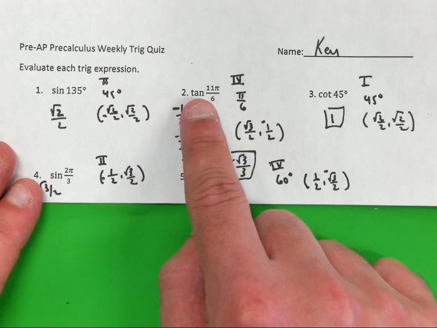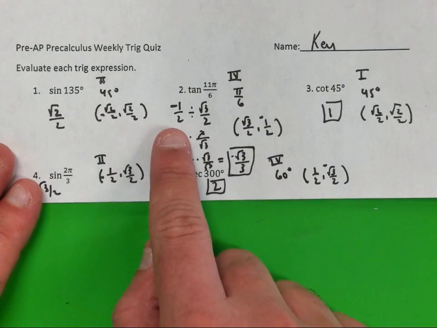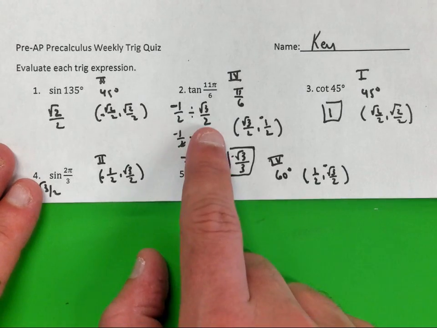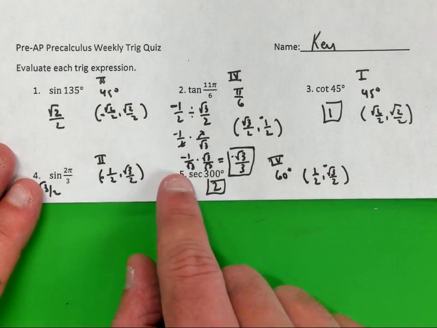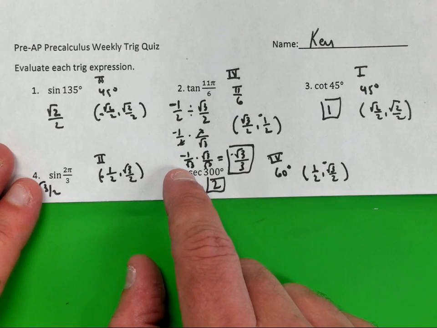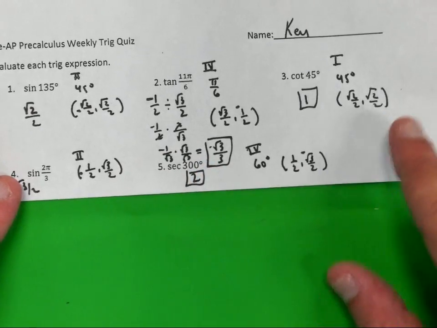But you want the tangent. What's the definition of tangent, guys? Y divided by x. So that divided by that, I take that, flip that division to multiplication, and I cancel the 2's. I get negative 1 over square root of 3. But I can't leave that square root of 3 there, can I? So I have to rationalize. So I get negative square root of 3 over 3.